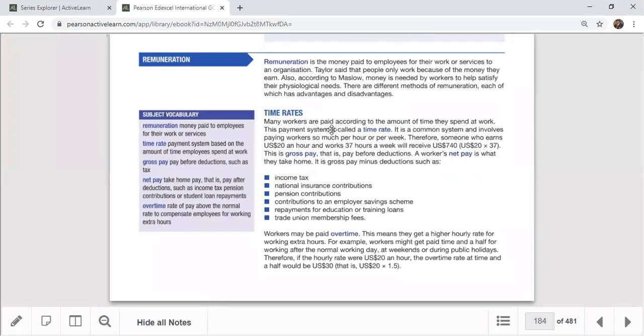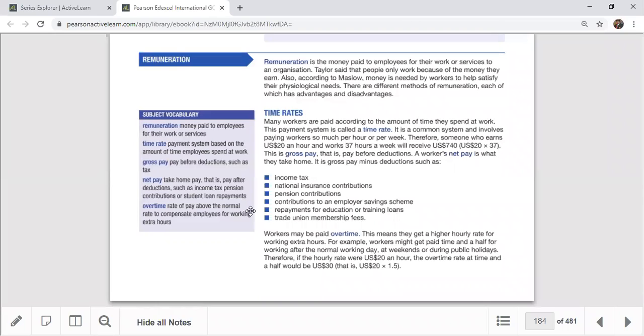Basically, based on the number of hours they work, you can determine the amount of wages. In the time rate system, we calculate based on the number of hours, and then we do all the deductions after that. There are deductions like income tax, insurance contributions, pension contributions, employee savings scheme, repayment of education and training loans, and trade union membership fees. There are so many. From the gross pay, to get the take-home pay, you have to make all these deductions.